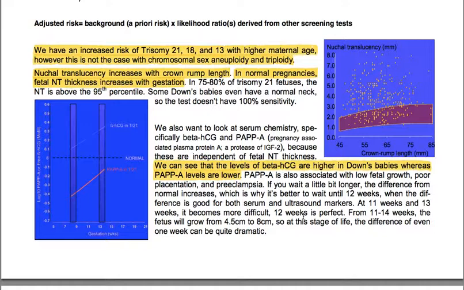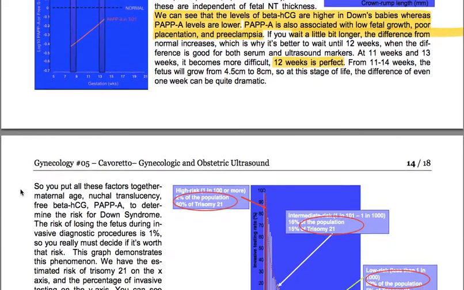If we wait a little bit longer, the difference from normal increases. That is why it's better to wait until 12 weeks, when the difference is good for both serum and ultrasound markers. At 11 weeks and 13 weeks it becomes more difficult, 12 weeks is perfect. For 11-14 weeks the fetus will grow from 4.5 centimeters to 8 centimeters, so at this stage of life the difference of even 1 week can be quite dramatic.